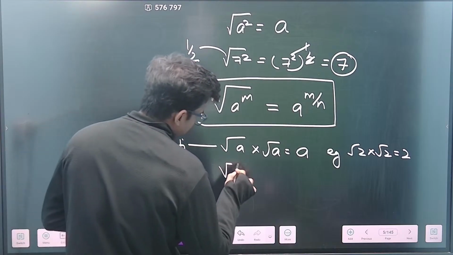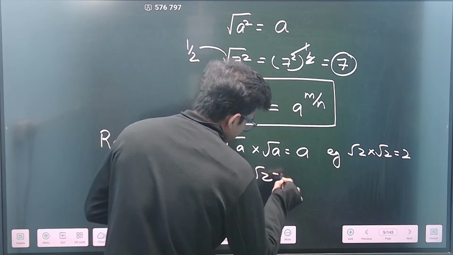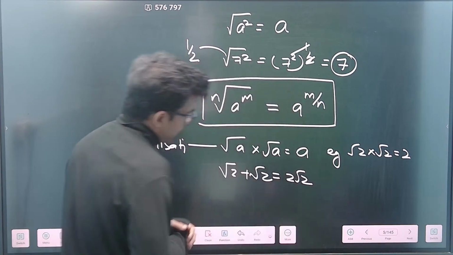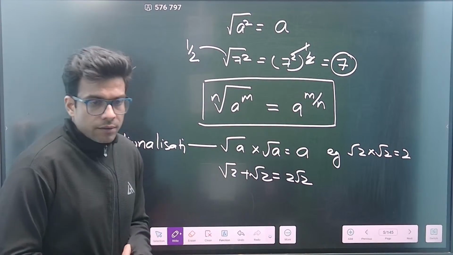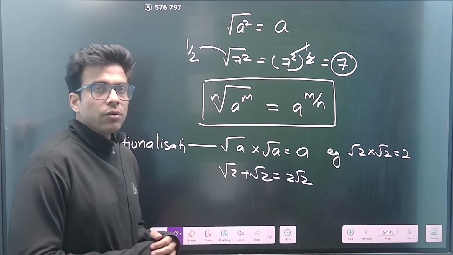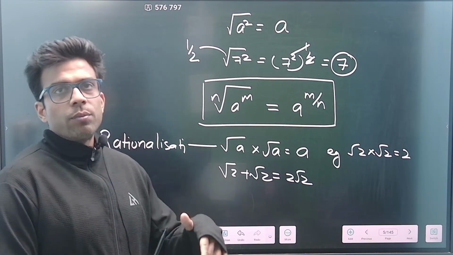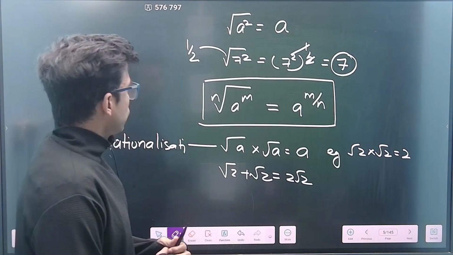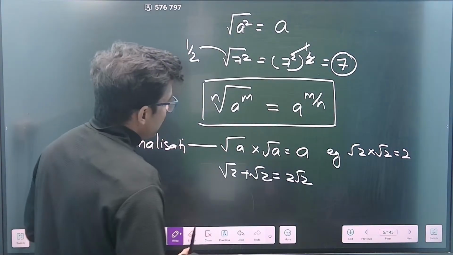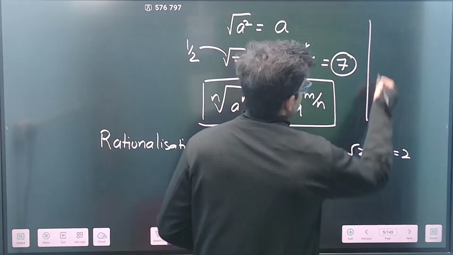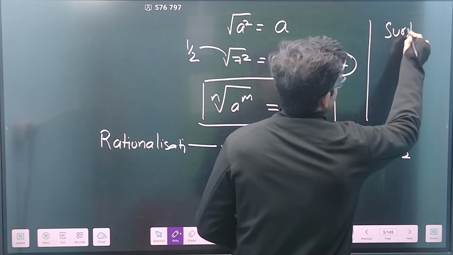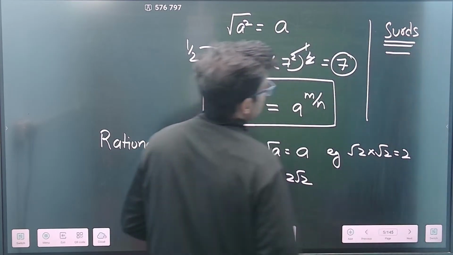Now, if you write root 2 plus root 2, this becomes 2 root 2. Correct? Root 2 plus root 2 is 2 root 2. These are important things which are related to surds.